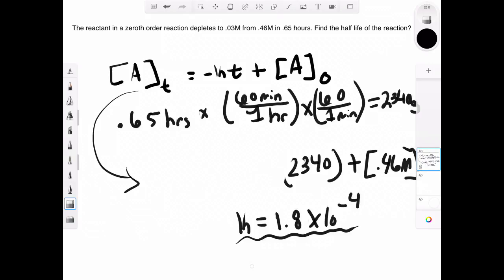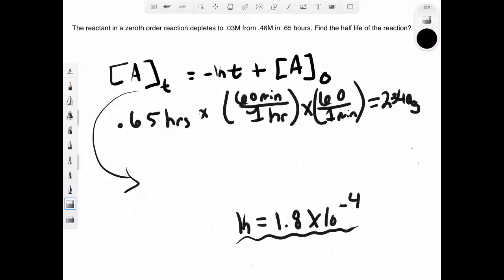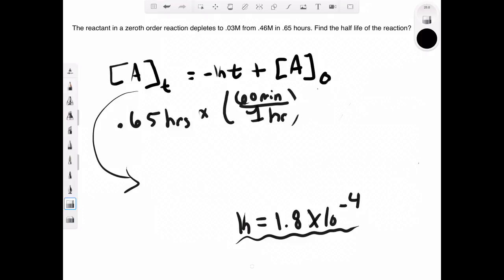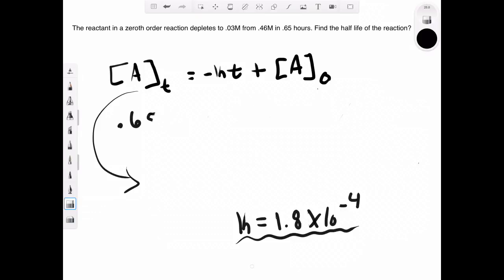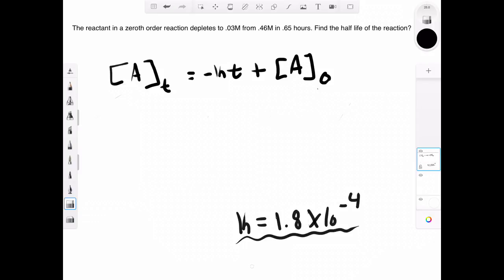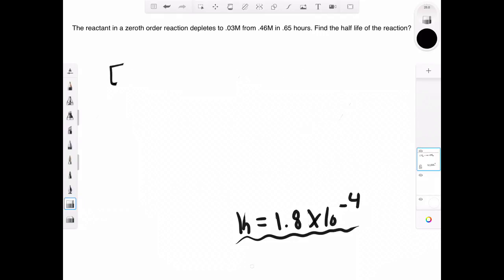So I'm just going to erase all this. And I'm going to actually now start to set up my final formula for the half-life in zero order.